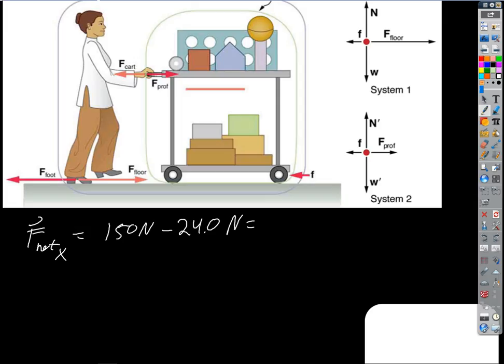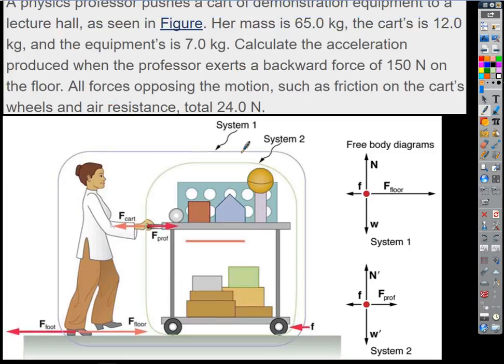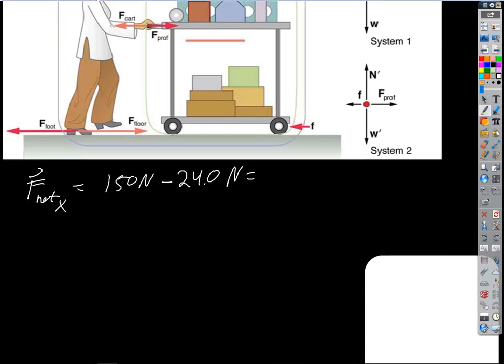But what's that equal to by Newton's second law? Mass times acceleration. What's the mass going to be in this case? All of them added up together. Yeah, the mass of the system that we're looking at. This is system one. Of these two choices, we're looking at system one. So we have to consider the mass of everything in system one, which is 7 plus 65 plus 12. So that's 84. So that's equal to 84 kilograms times A. That's pretty easy, no big deal.